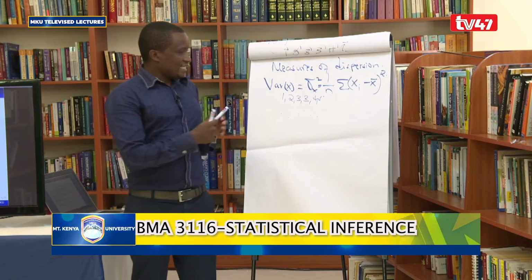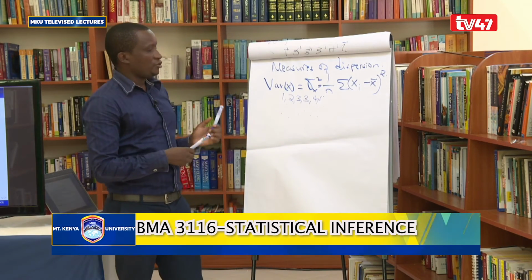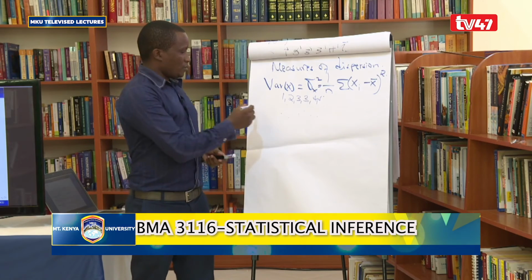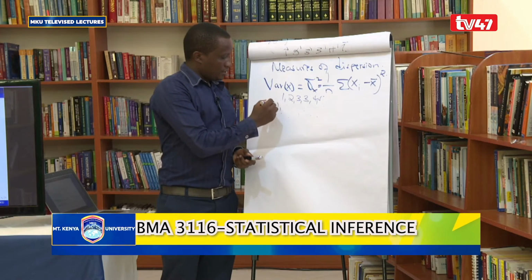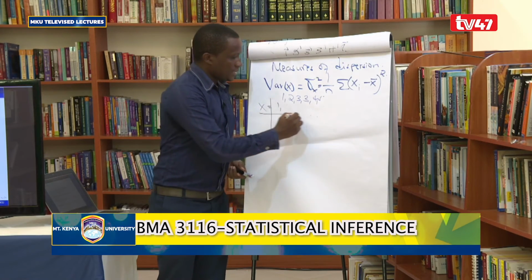So let's look at the same example and attempt to get the variance of them. So our x values are 1. Let's create a table for this.